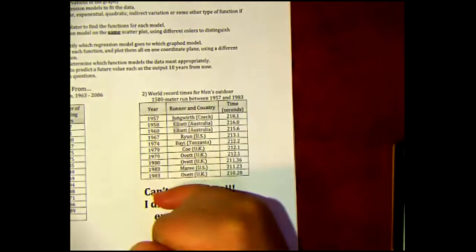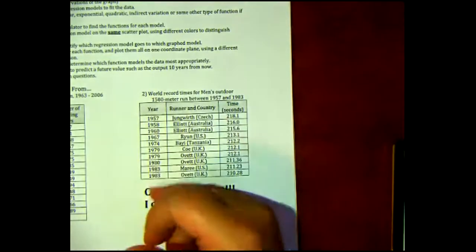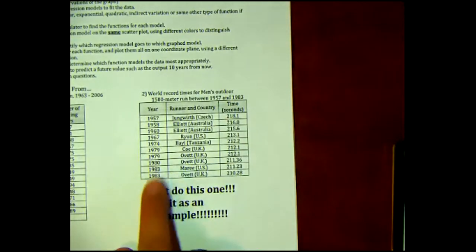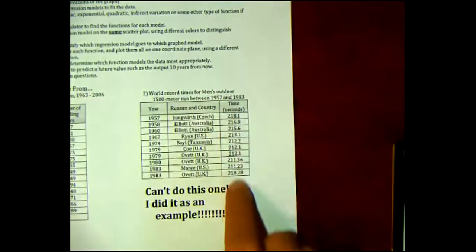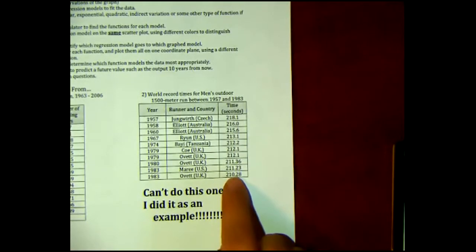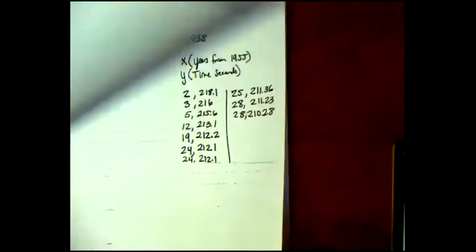So my year will most likely be my X variable. That'll be my input. And then I'm going to choose the time in seconds to be my output, my Y variable. So this will be my X and this will be my Y right here. So then how are you going to describe that to me?